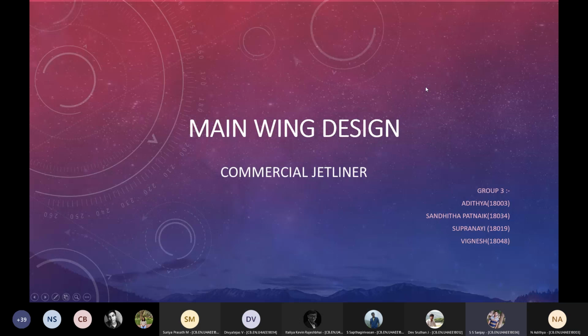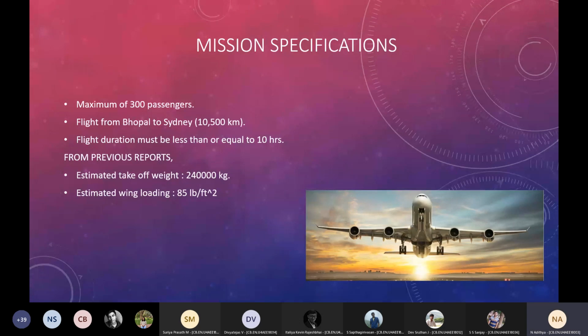So, hello everyone. This is Aditya, roll number 3, and I'll be presenting group 3's wing design for our aircraft, which is a commercial jetliner. These are our mission specifications: a maximum of 300 passengers, a range of 10,500 kilometers, and duration must be less than or equal to 10 hours. And from our previous reports, these values have been derived, which is the estimated takeoff weight.